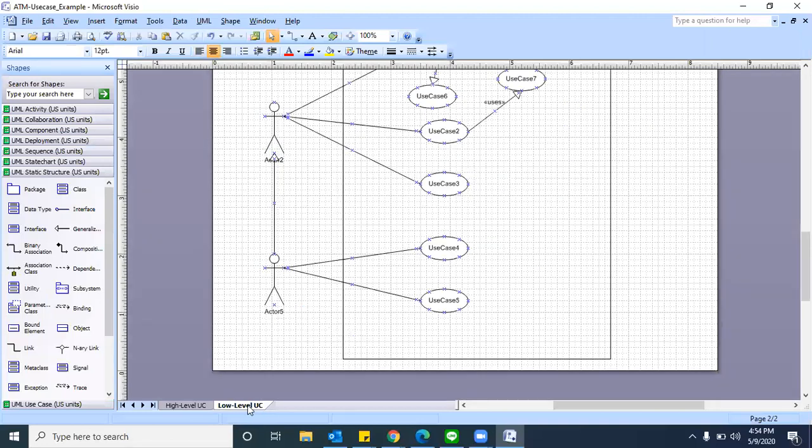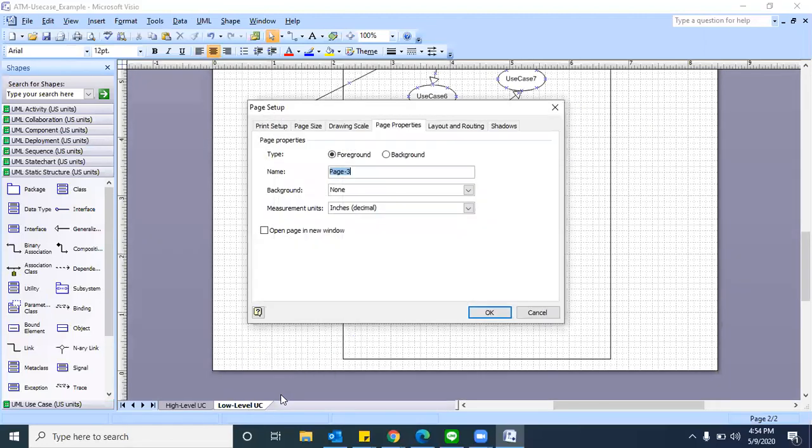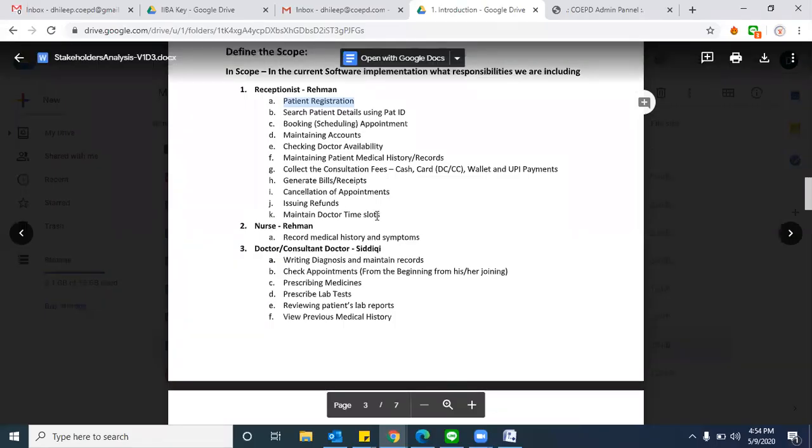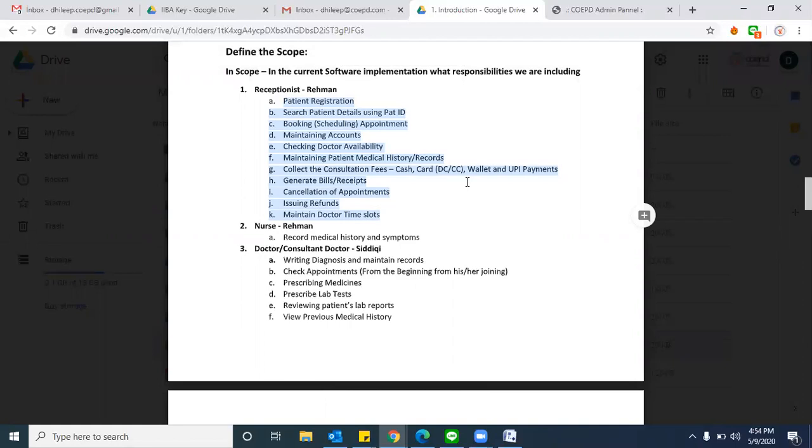Exactly, exactly. Let me draw the receptionist use case here. Patient registration, here if you see, we have multiple responsibilities. First of all, each responsibility is mentioned as a single use case. So first of all, we'll get the high level use case.